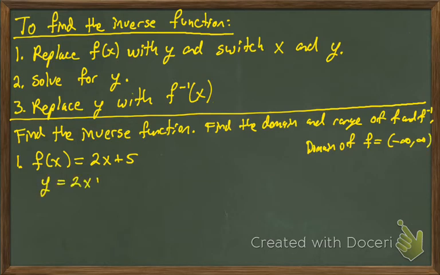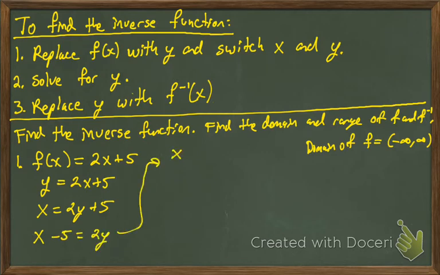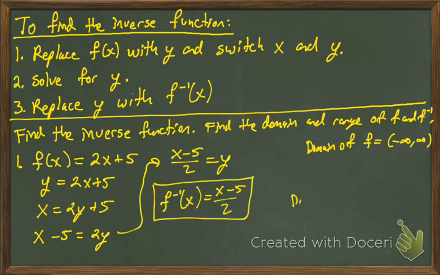So here we go. y equals 2x plus 5. Switch x and y. And then we're going to solve for y by subtracting 5 from both sides and then dividing by 2, and then replacing y with f inverse of x. So there is our inverse function, x minus 5 over 2. It does have a denominator, but it's 2, so we only have to worry about denominators with x's, and there's no square roots, so the domain is all real numbers for the inverse.